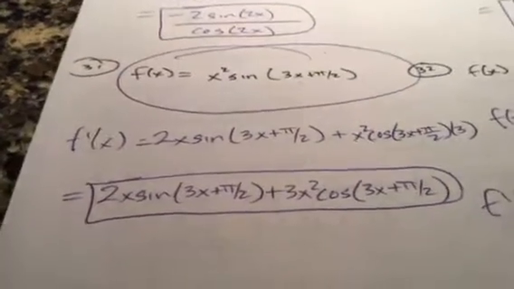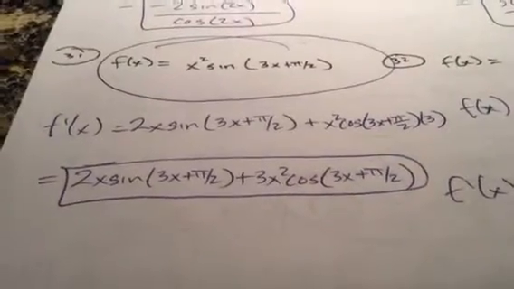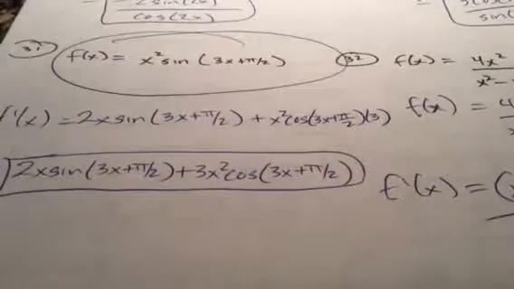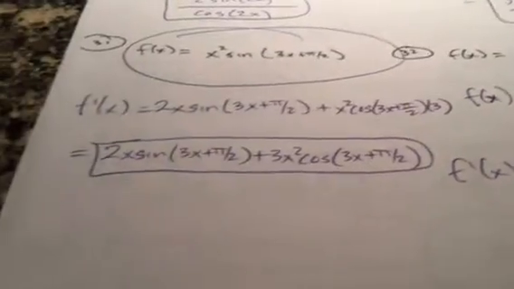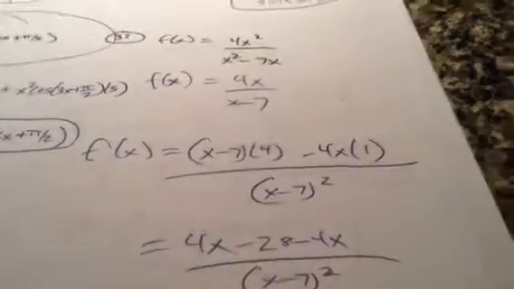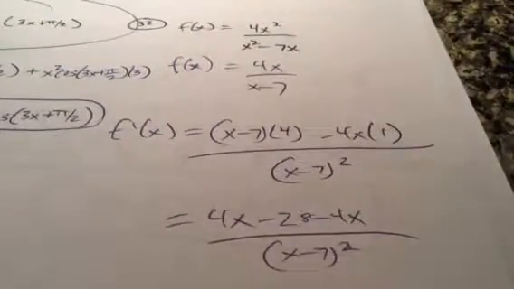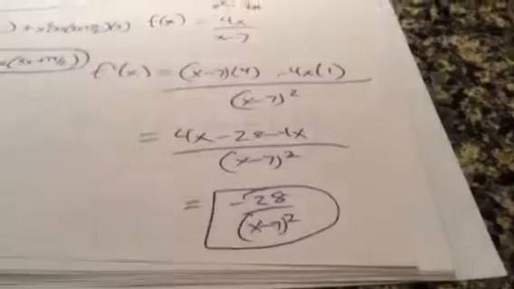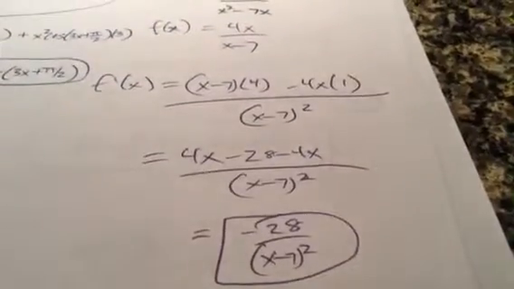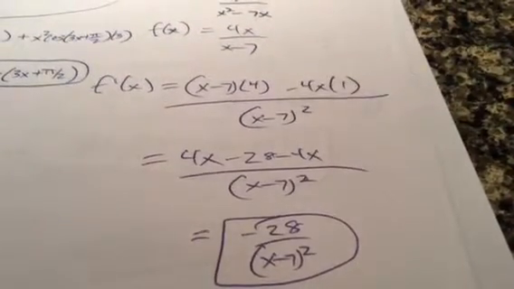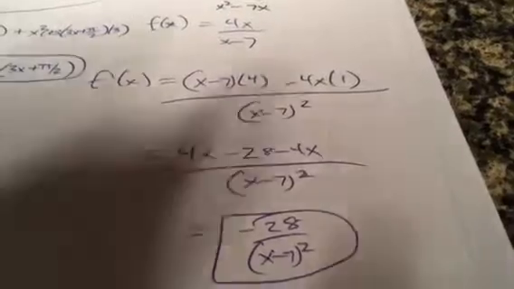Product rule, derivative of the first times second plus the first times the derivative of the second. All right. There it is. Just multiply 3 by x squared, really, to clean that up. Number 32, divide everything by x, and it's low d high minus high d low, which simplifies to give you negative 28 over x minus 7 squared.